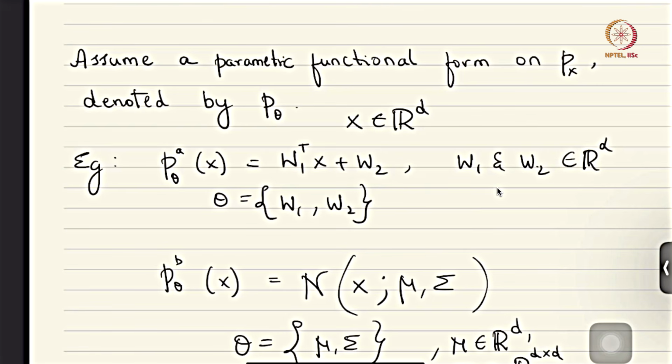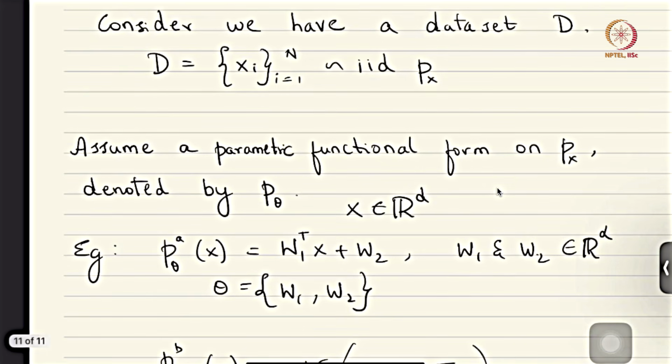So once you do this, assume this is a recipe, okay? The recipe to solve an ML problem is the following. The first step is to assume a parametric functional form on Px denoted by p theta. This is the first step. So this is your model choice. This is also called the model choice. Make a model choice, or choose a model.